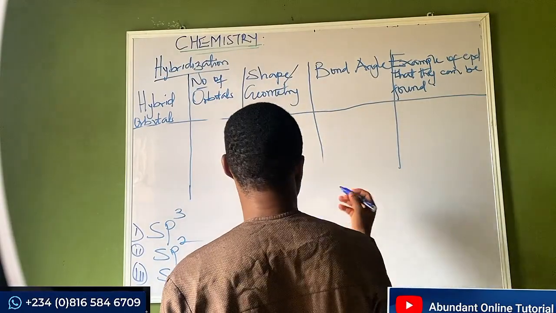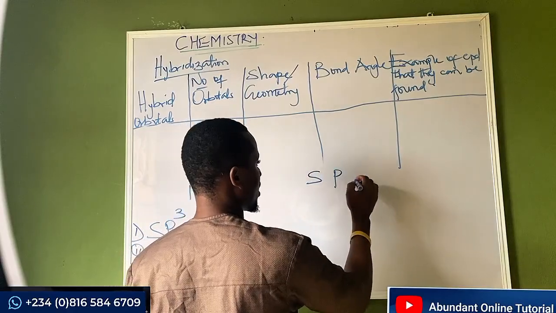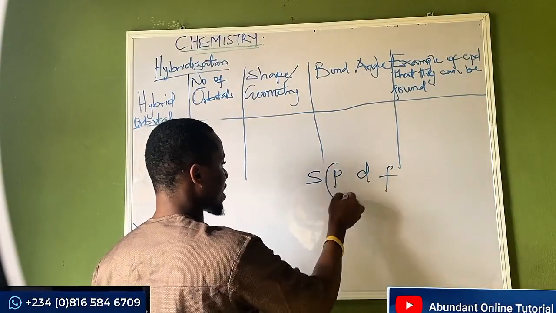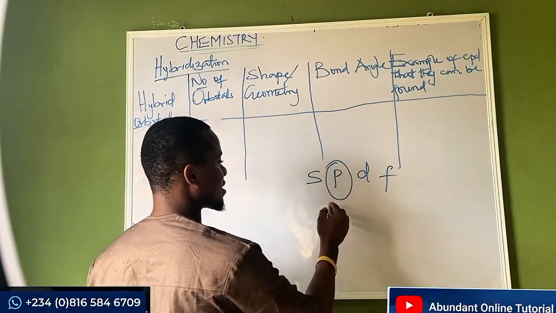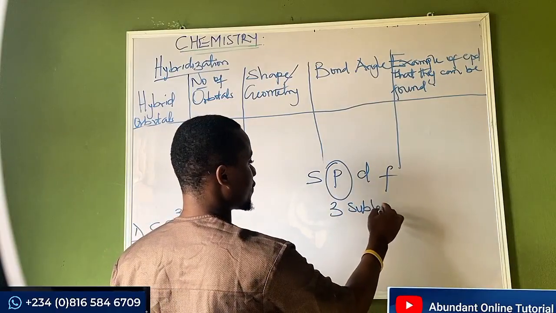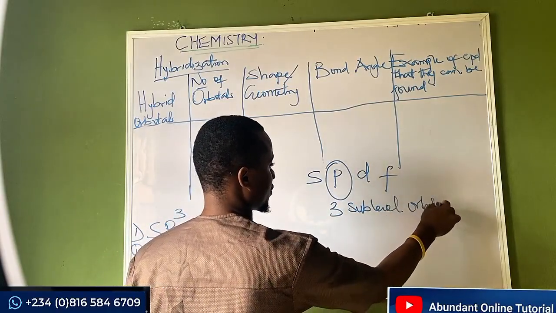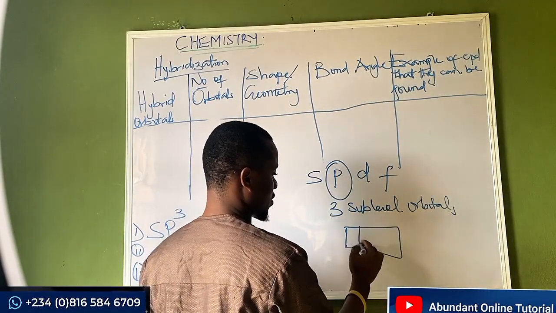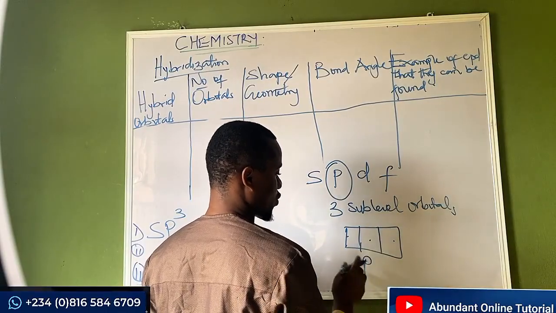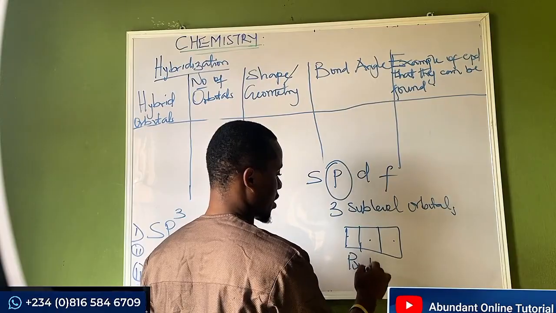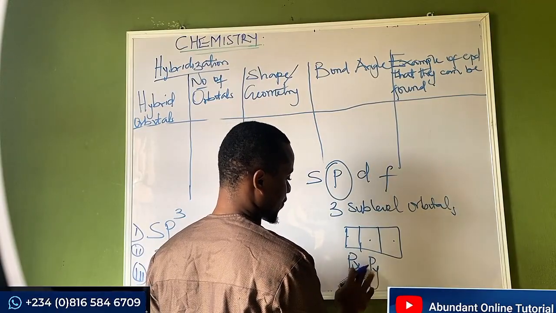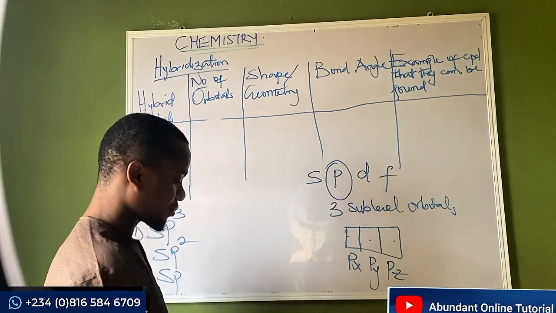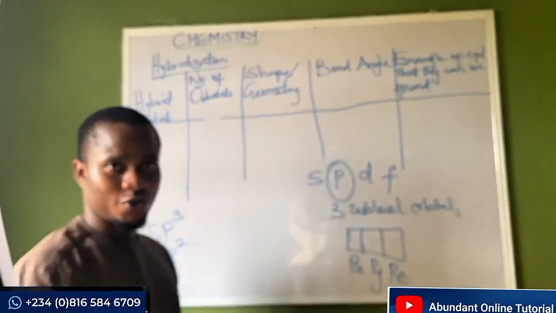So now I want you to understand that we have the s and p orbitals. Note that p has three sub-level orbitals. I'm having p now. This is 1, this is 2, 1 2 3. So we can now say px, py, and pz. Do you understand? Now leave that one for JAMB.